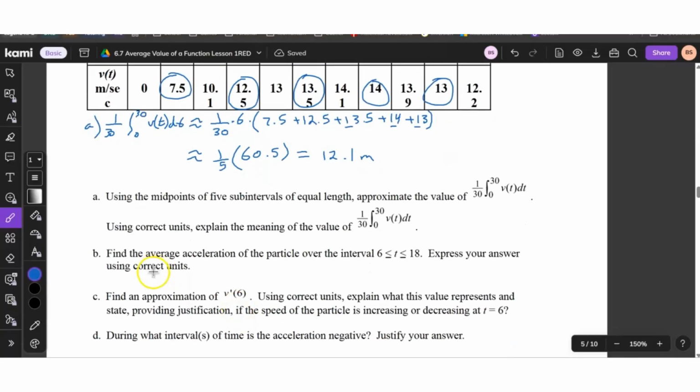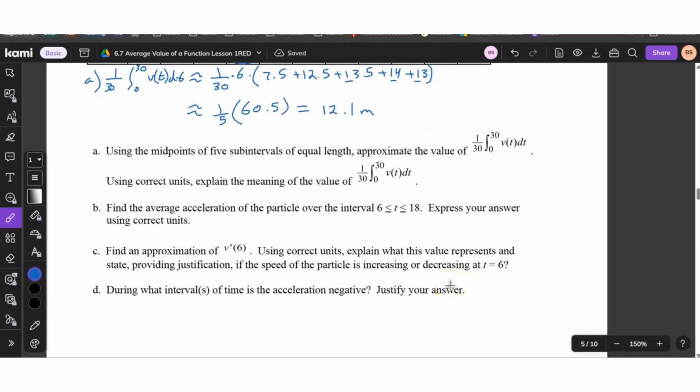Alrighty. B, find the average acceleration of the particle over the interval from 6 to 18. What does it mean if I'm doing average? Nola, it doesn't have to mean secant line anymore. What could it mean here?